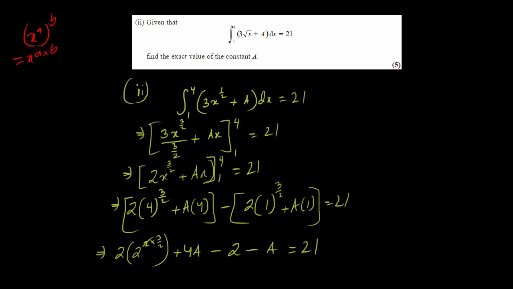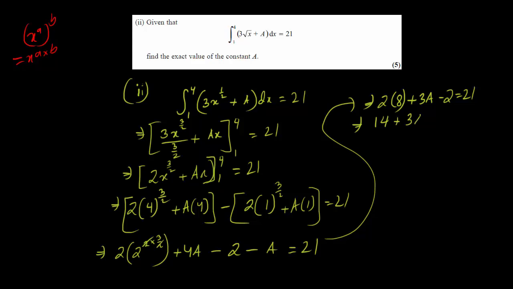So this 2 and this 2 cancel off, and let me write it over here. So this is going to be 2 cubed. 2 cubed is 8. So we have 2 times 8 plus, now 4a minus a is plus thrice a, and we have minus 2 equals 21. So 2 into 8 is 16. 16 minus 2 is 14. 14 plus thrice a equals 21. Now we have a simple linear equation which we can solve. So thrice a equals 21 minus 14, which is going to be 7. Therefore a equals 7 by 3.